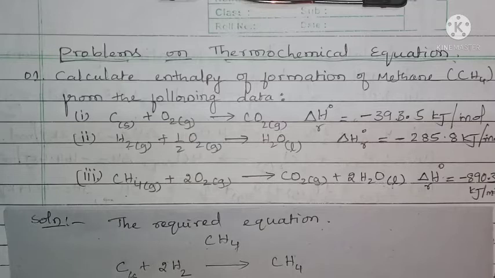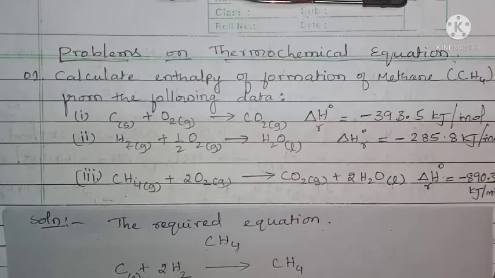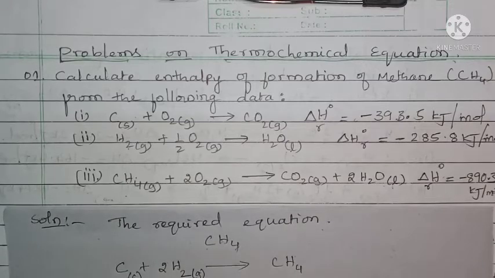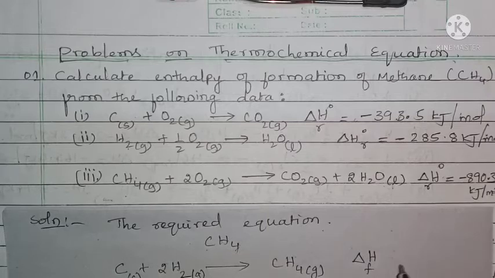The standard state of carbon is solid. The standard state of hydrogen is gas, and the standard state of methane is also gas. During the formation of this, how much heat energy is released or absorbed, that I have to calculate, and we call it the enthalpy of formation of methane. So the enthalpy of formation of methane I have to calculate. How much?